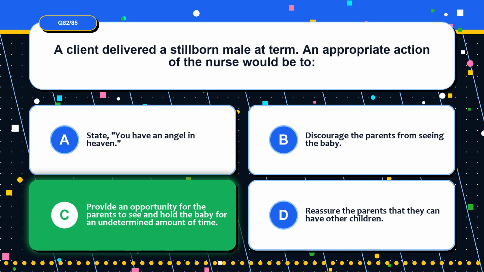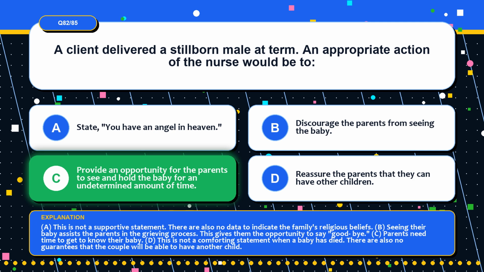The correct answer is option C. Provide an opportunity for the parents to see and hold the baby for an undetermined amount of time. A. This is not a supportive statement. There are also no data to indicate the family's religious beliefs. B. Seeing their baby assists the parents in the grieving process. This gives them the opportunity to say goodbye. C. Parents need time to get to know their baby. D. This is not a comforting statement when a baby has died. There are also no guarantees that the couple will be able to have another child.